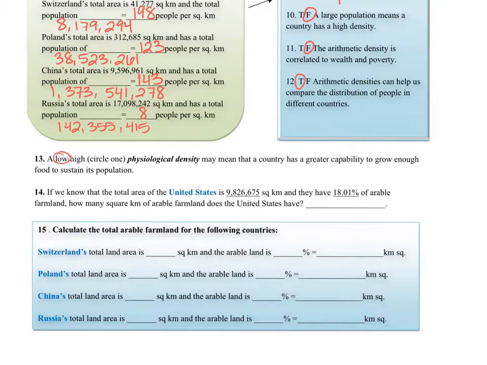So everybody do this right now so I know that you've at least done it one time. Okay, so type in 9,826,675. So there's the land. Okay, and then we're going to multiply. So times 18.01, and then touch your percent sign. See how it changes? Yeah. Now say equals. Okay, what does that give me?